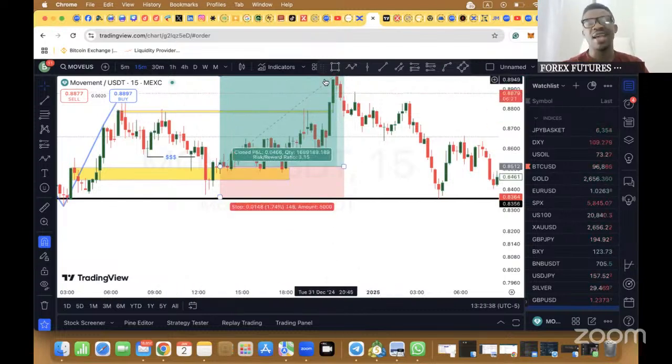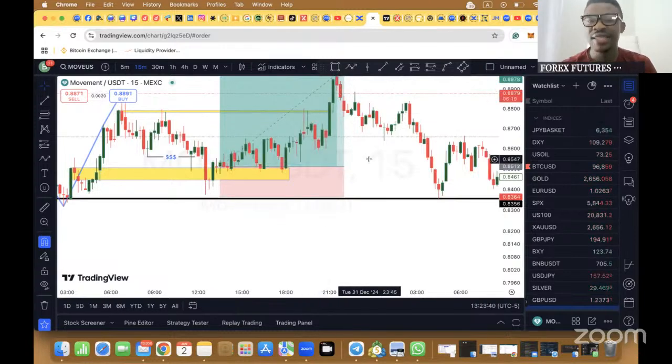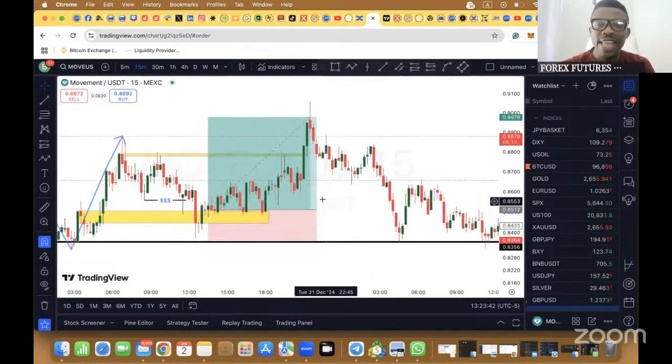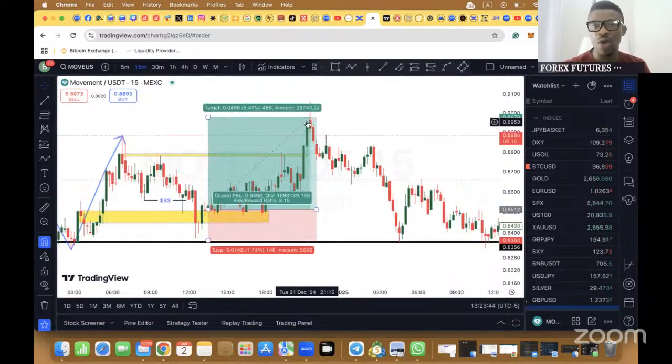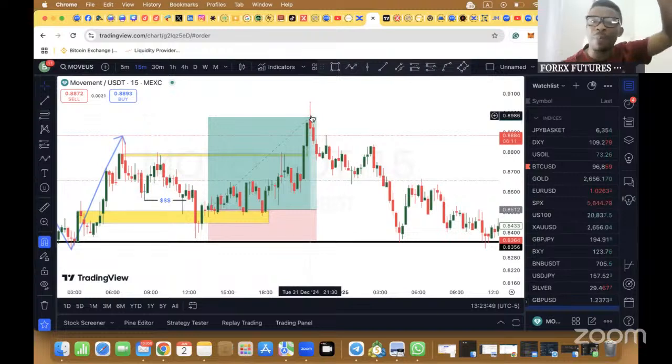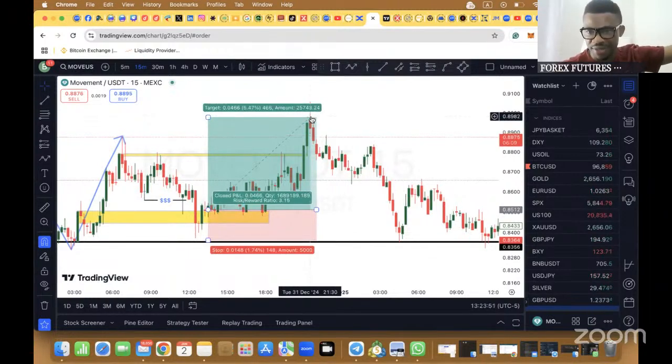Remember what I said? After the break of the neckline, there will be a pullback. Take your profit first. That was where we took the first profits, after the neckline was broken. So when the market does this, take your profits, because there's going to be a pullback.